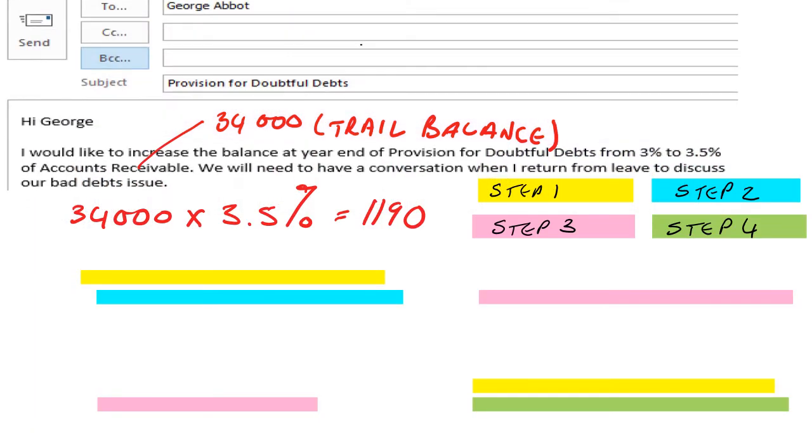If we look at the next one, and this is important, this time they gave you an email and all they said is that accounts receivable, which was currently 34,000 according to the trial balance, the provision for doubtful debt on this should increase from 3% to 3.5%. Now I've done the calculation and there you see 34,000 times 3.5% is 1,190. This is what the business wants to provide for possible bad debts next year.